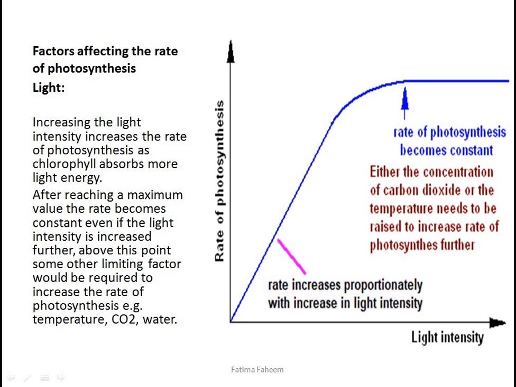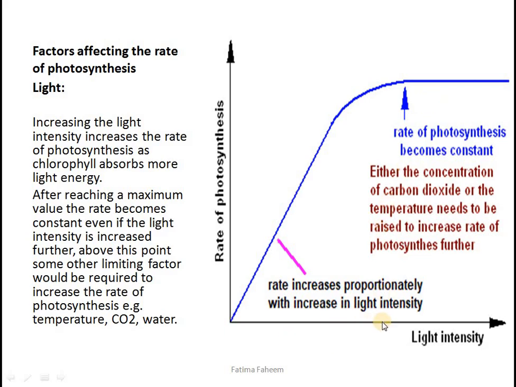If you see, I have taken light intensity on the x-axis and rate of photosynthesis on the y-axis. As I am increasing the light intensity, the rate of photosynthesis is increasing. It is increasing till a point after which the rate of photosynthesis becomes constant. It is because after this point, light intensity has nothing to do with the rate of photosynthesis now. There would be other limiting factors here, other requirements which would be needed to increase the rate of photosynthesis.